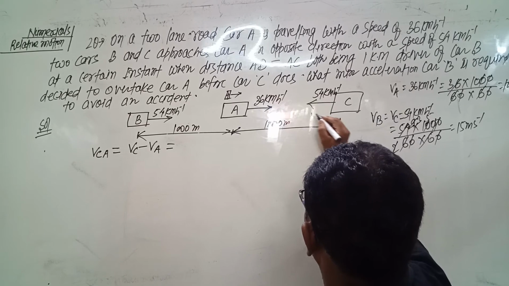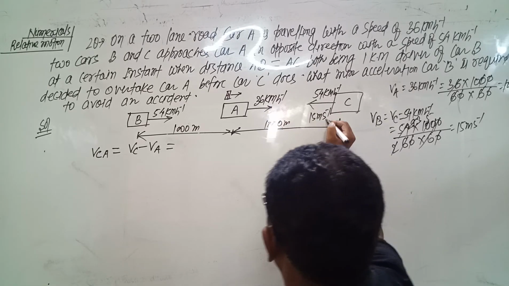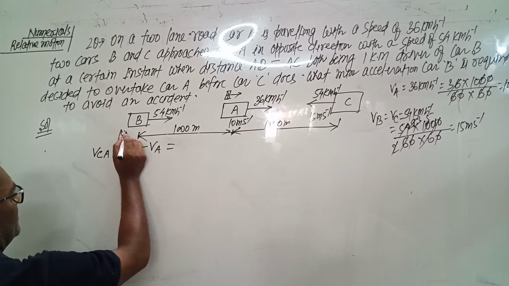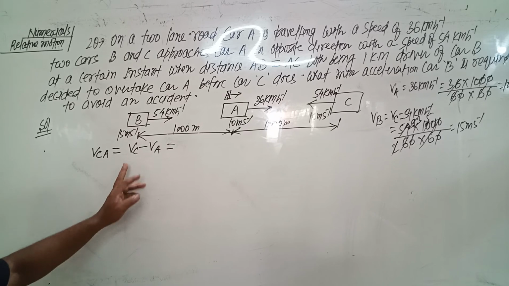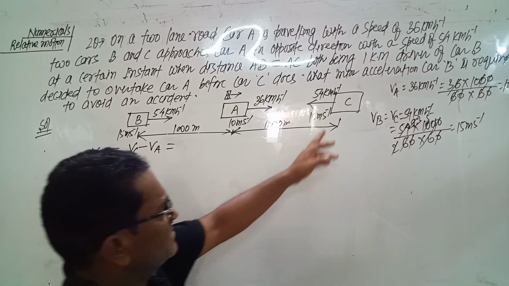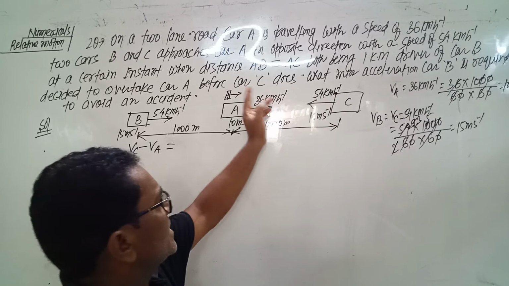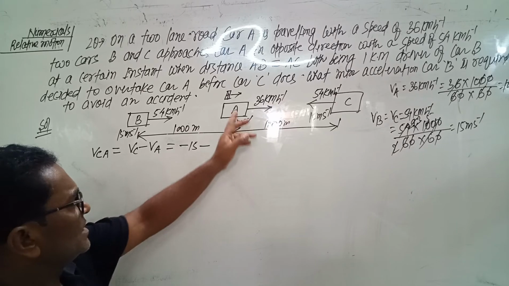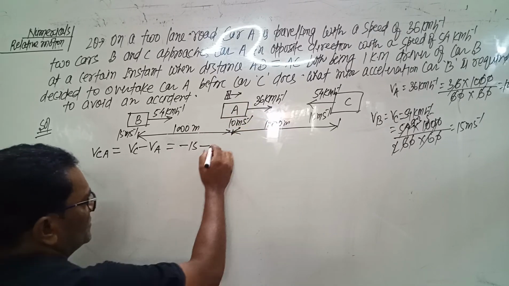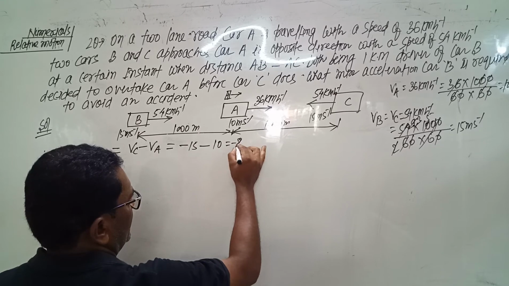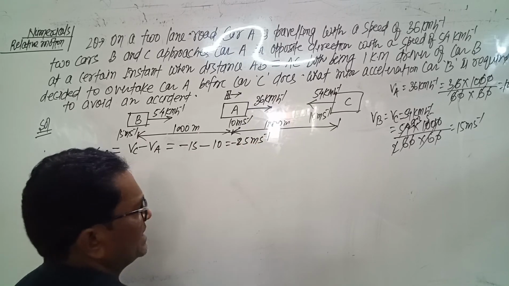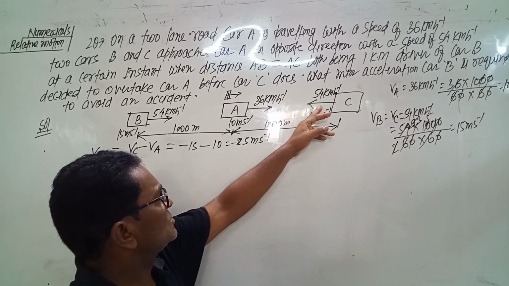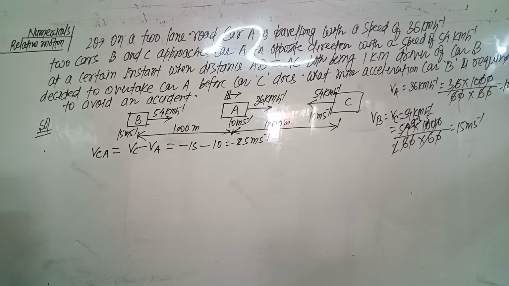The speed of car C is 15 meter per second, and VA is 10 meter per second. So VC minus VA: VC is opposite to the assumed direction, so it is taken as minus 15, and minus 10, both having the same direction, so this is minus 25 meter per second. Minus only shows the direction. The direction of relative speed is opposite to the assumed direction.